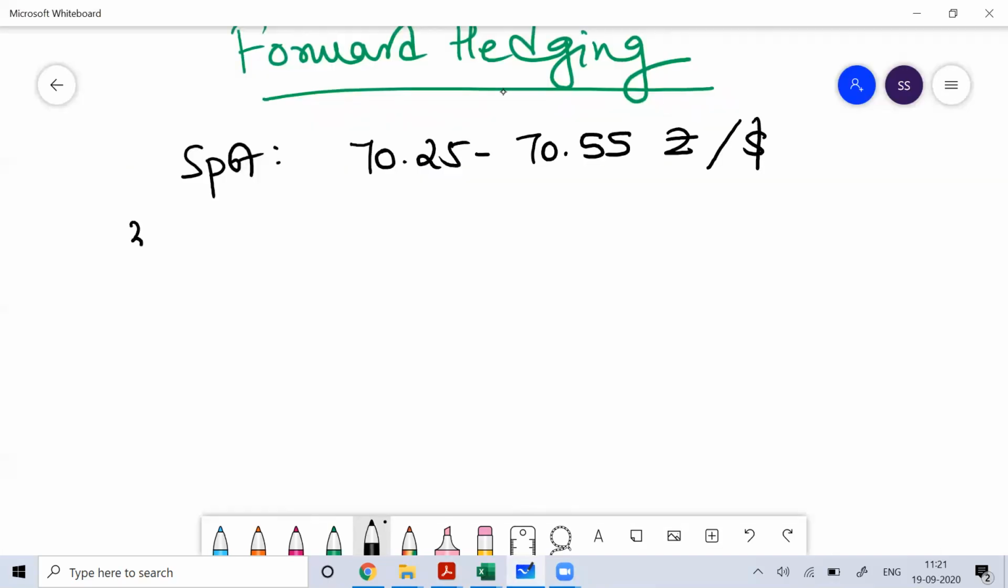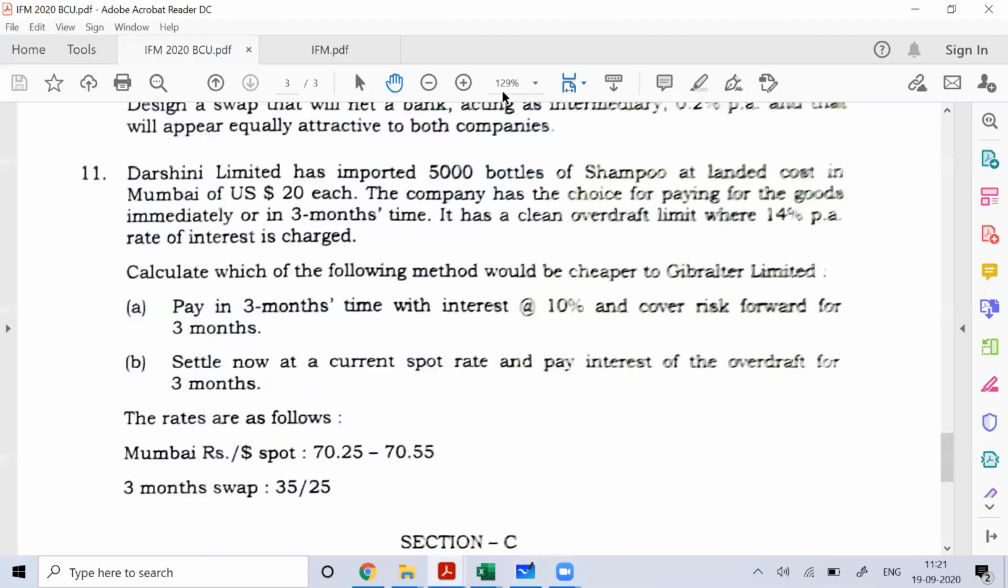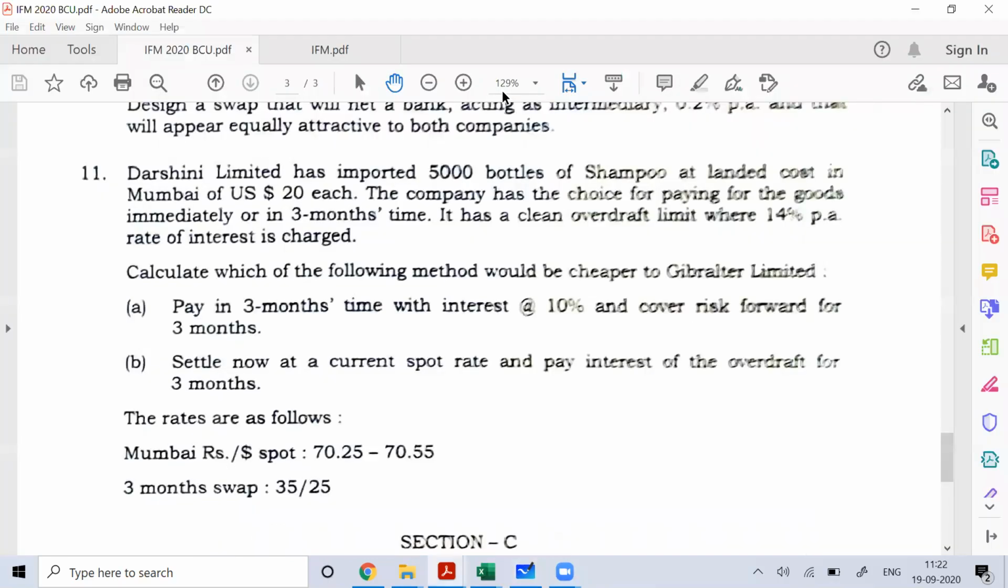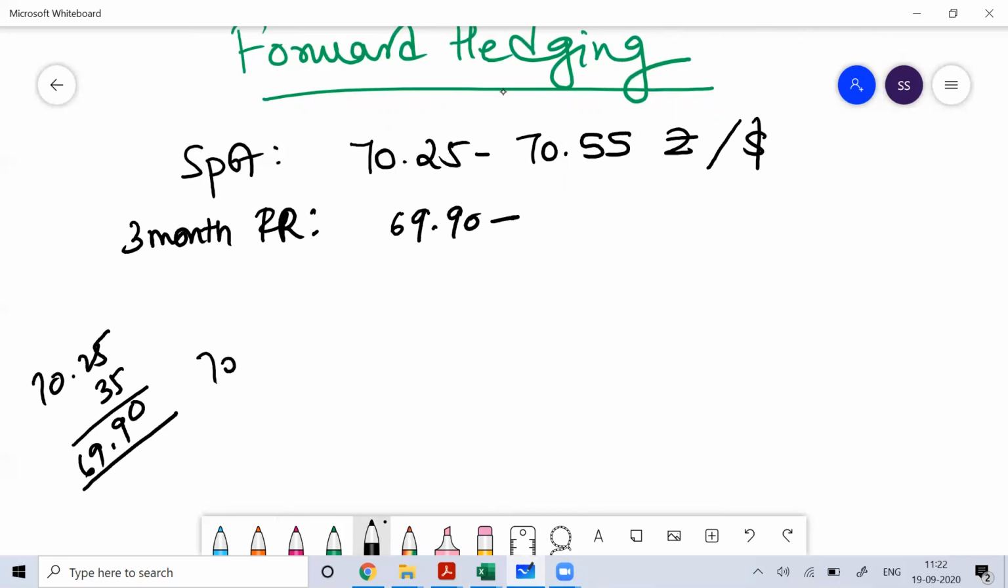and the 3 month forward rate is 35 and 25. So 70.25 minus 35 paise is 69.90, and 70.55 minus 25 paise is 70.30 rupees per dollar.